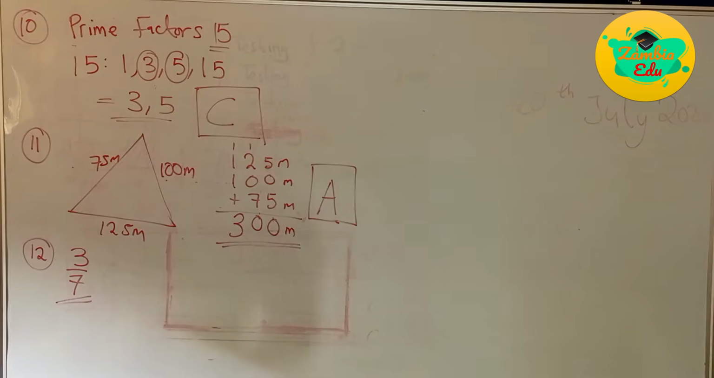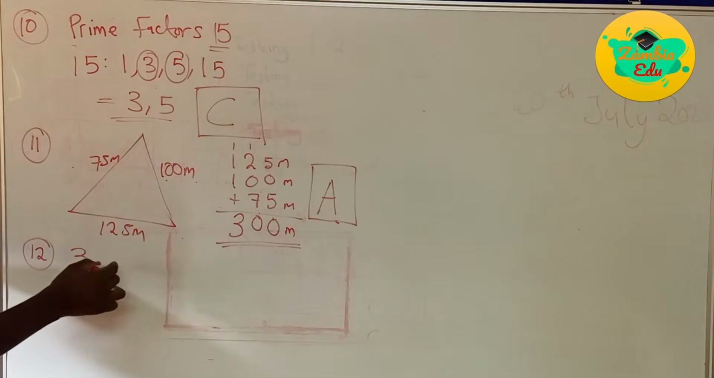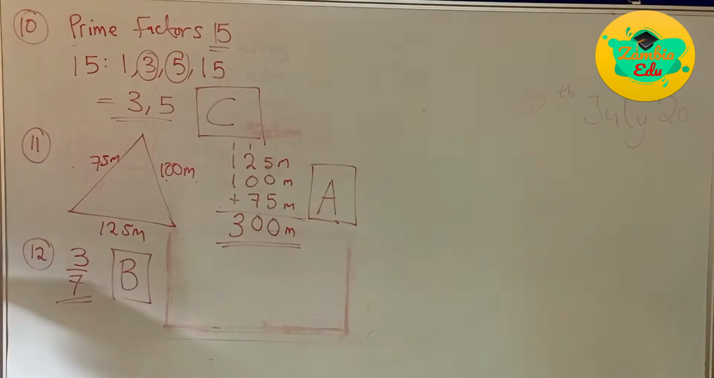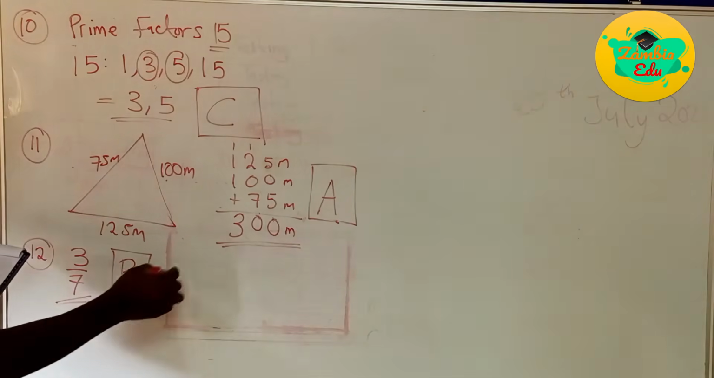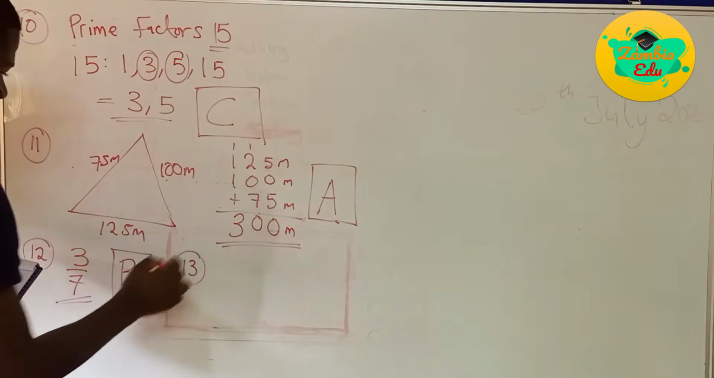So that immediately becomes our answer, 3 over 7. If we go through our multiple choice, A says 4 over 7, B says 3 over 7, and that's what we found, 3 over 7. So our answer for question number 12 is B. Alright, so now question number 13.